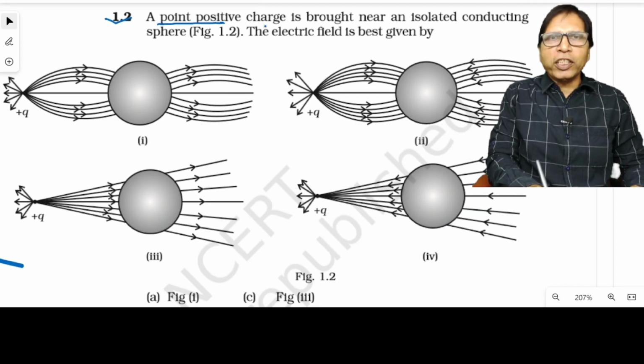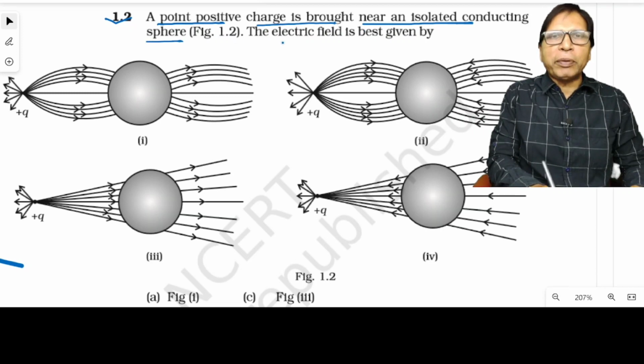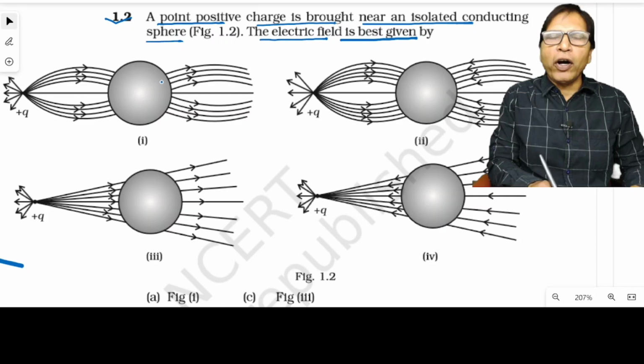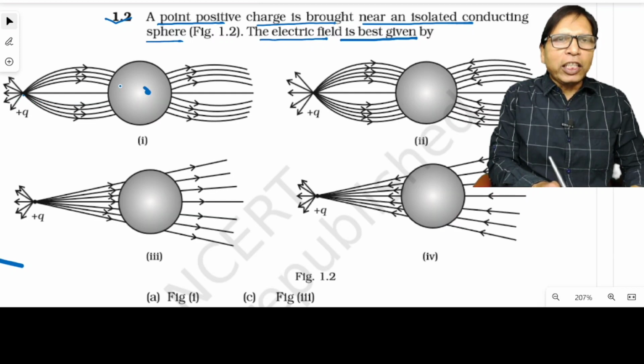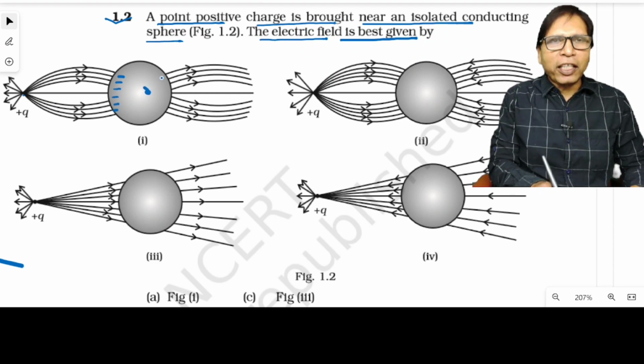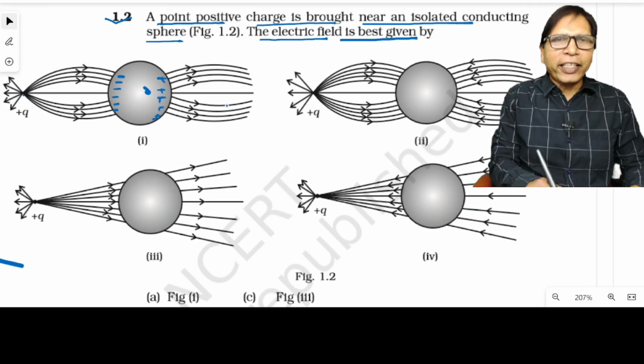Now numerical 1.2. A point positive charge is brought near an isolated conducting sphere. The electric field is best given by... When an isolated conducting sphere, suppose this sphere, is brought here, look at this, due to electrostatic induction, negative charge is induced here. Okay, this is the bound induced charge, and positive charge is induced here. Okay, no problem.